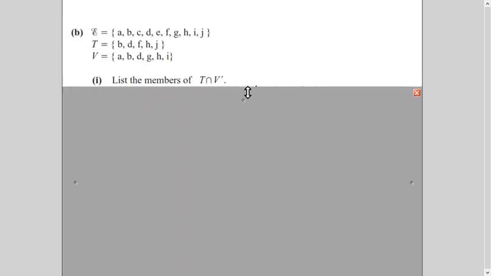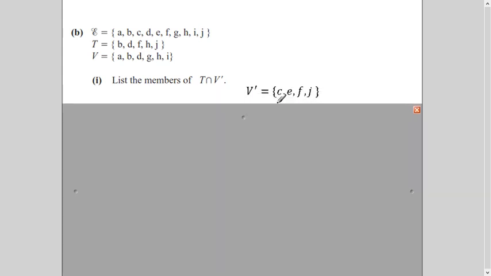Okay, now if you see in this question, this is part number 2 of the question. Now this is the universal set. Now set T is given, set V is given. When the question says list the members of T intersection V complement, it means the common between T and V complement. Now we don't have V complement here. So the best way, because when we do it mentally, we make mistakes, is first of all, find out what is V complement. So V complement means anything other than V, but present in the universal set.